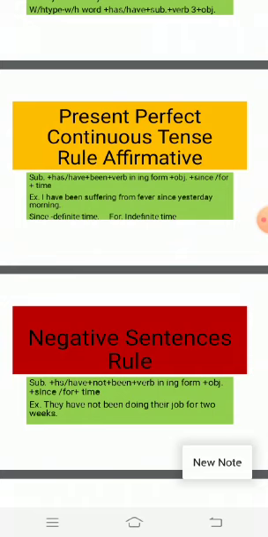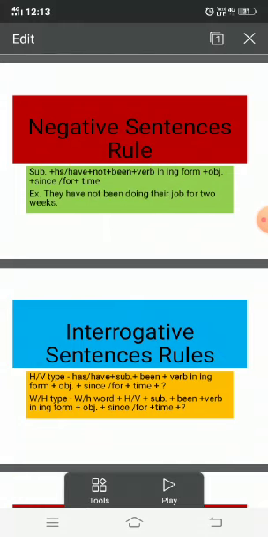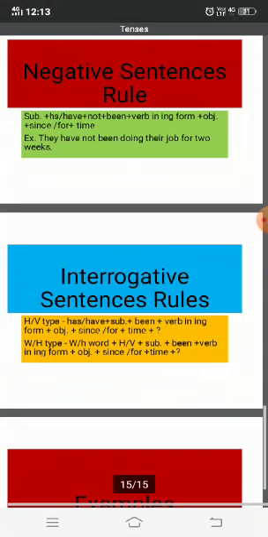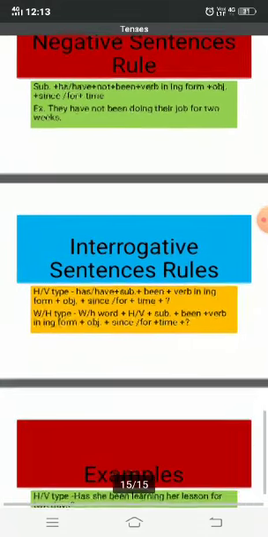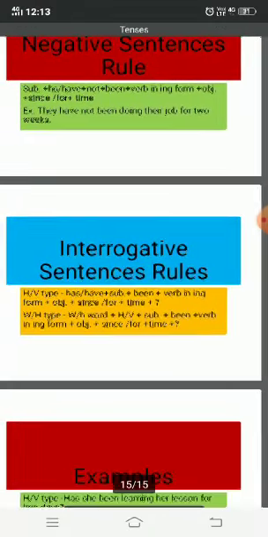And since is used for definite time and for is used for indefinite time. In negative sentences, first of all we use subject, then has or have, then not, then been, then verb in ing form, then object, since or for, and then time. For example, they have not been doing their job for 2 weeks.